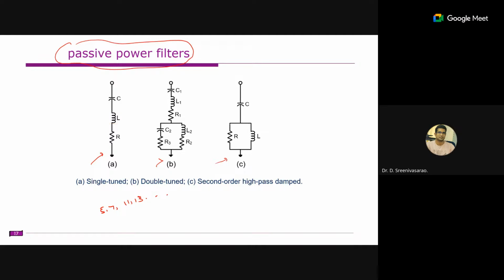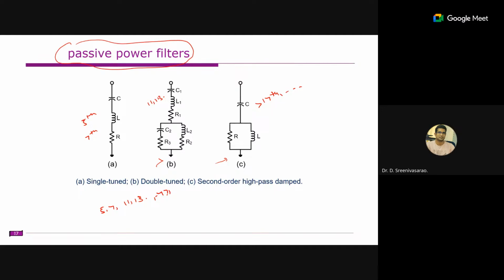install one single tuned filter for the fifth order harmonic here. This is also another single tuned filter for the seventh order harmonic. Maybe the double tuned filter is for the 11th and 13th order harmonics. And beyond the 13th order harmonic, what we will expect is the 17th and 19th order harmonics, so this is for 17th order harmonics onwards. So this much setup you need to have to compensate the harmonics. And even after going through all these things, we cannot fully compensate the harmonics.